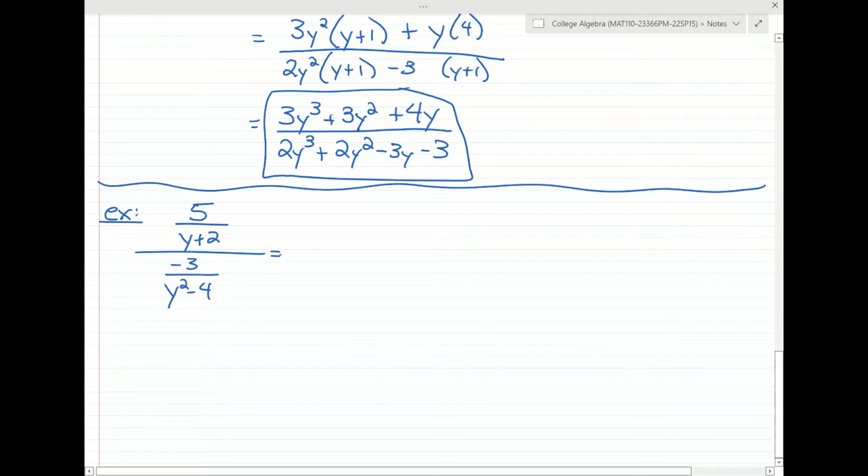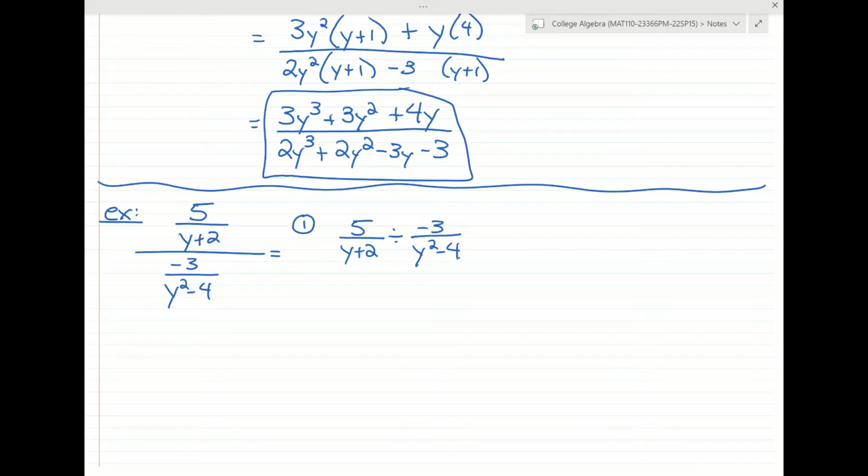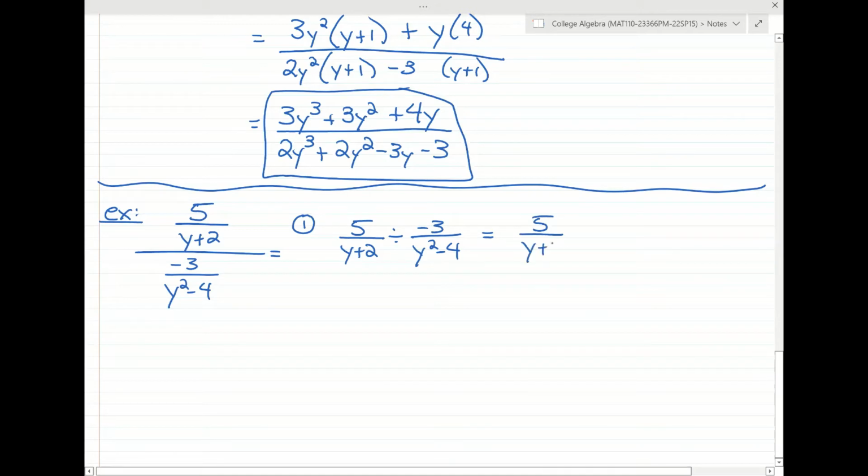So what we can do with this is use the first technique. We could say this is the same thing as 5 over y plus 2 divided by negative 3 over y squared minus 4, which is the same thing as 5 over y plus 2 times y squared minus 4 over negative 3. If you multiply straight across, you get 5 times y squared minus 4 over negative 3 times y plus 2.